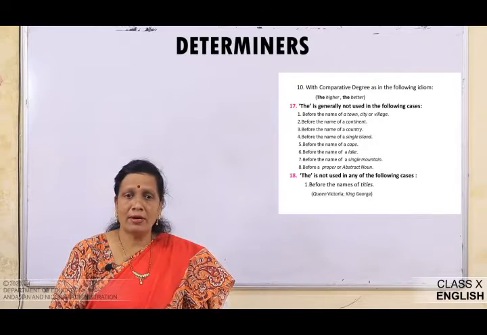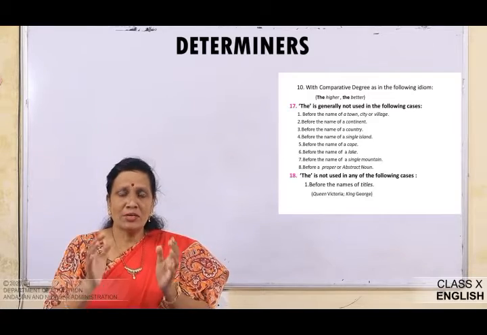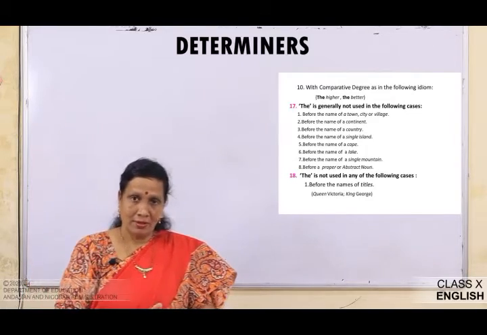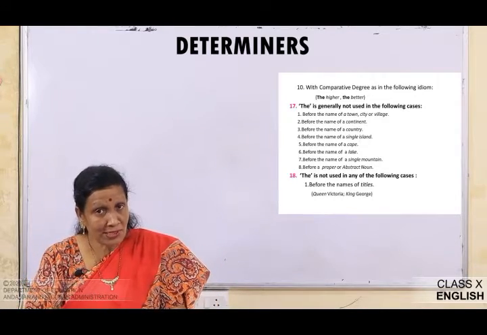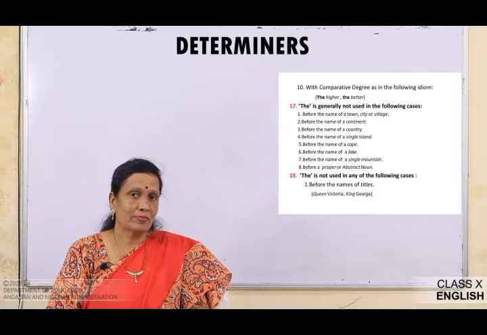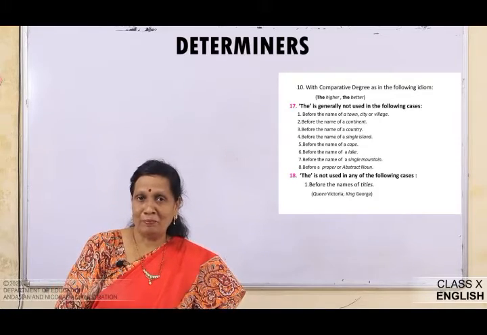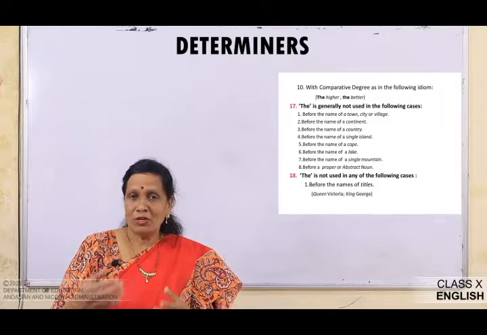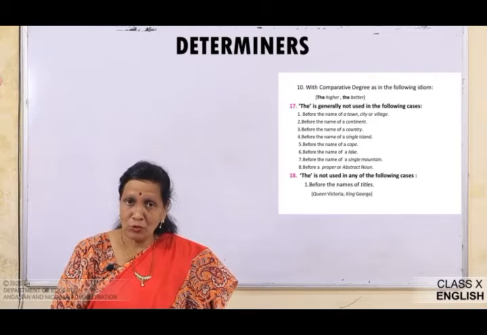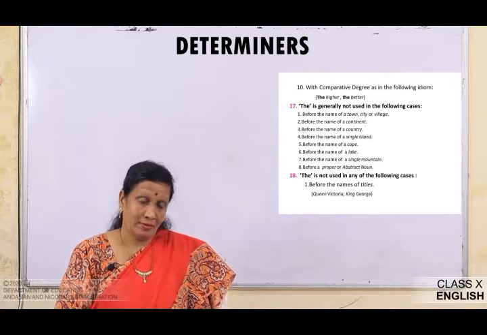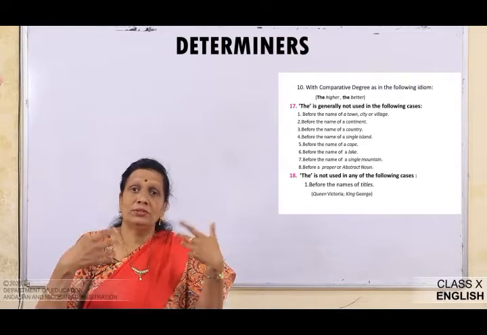Before a proper or abstract noun. Okay. Children, many a times you make mistakes when you use the before names. You do that many a times, knowingly or unknowingly. Okay. When you write the name of the characters in the answers in your answer sheets, you write the Valli, okay, or the Ashok.